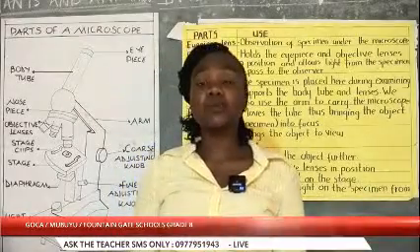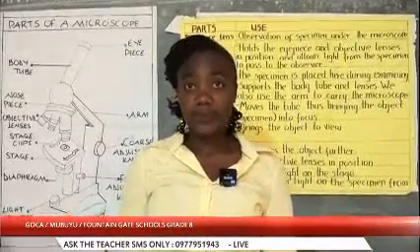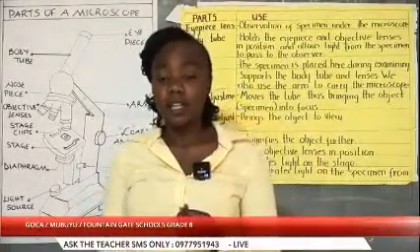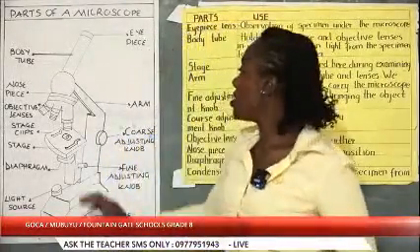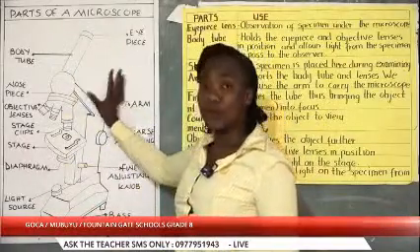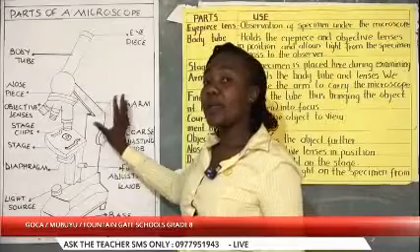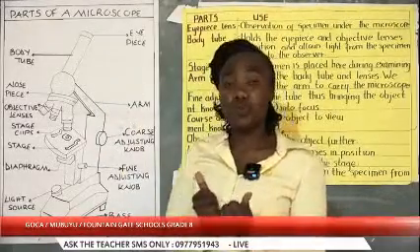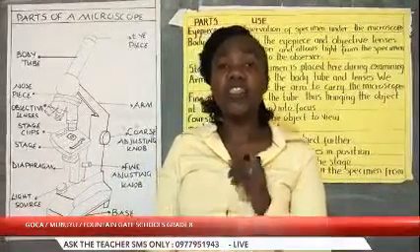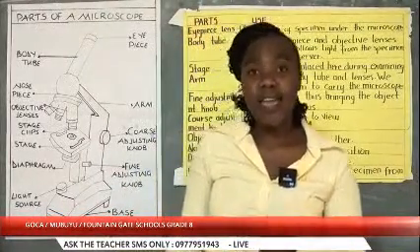Used to magnify small objects. Objects that you cannot see with your naked eyes. So I'm just saying that this structure that you're able to see here, this is what we call what? A microscope. And I'm saying that a microscope is an instrument that is used to magnify small objects that you cannot see with your naked eyes.